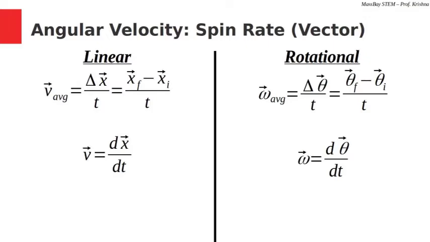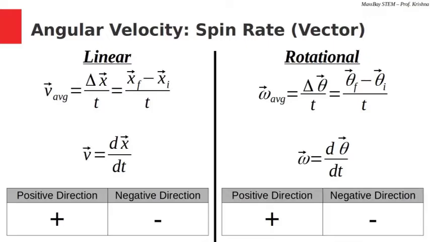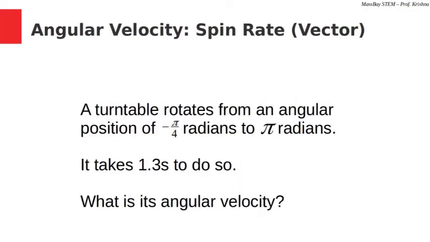Angular velocity is a vector. A positive angular velocity means the object has rotated in the positive direction, counterclockwise. A negative angular velocity means the object has rotated in the negative direction, clockwise. Let's apply average angular velocity to this example. A turntable rotates from an angular position of negative pi over 4 radians to pi radians. It takes 1.3 seconds to do so. What is its angular velocity?